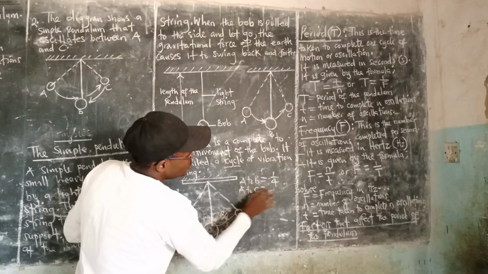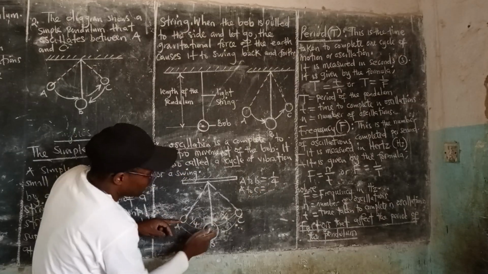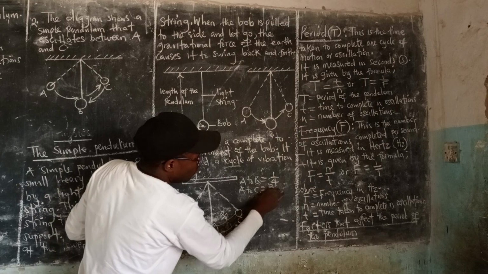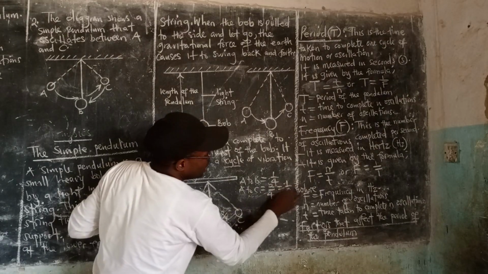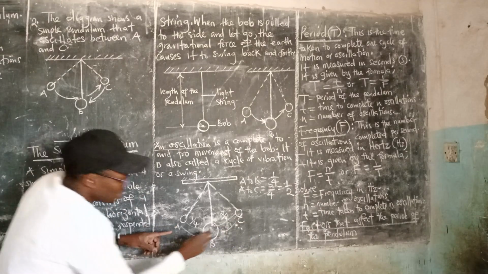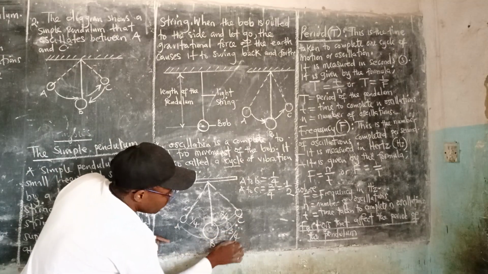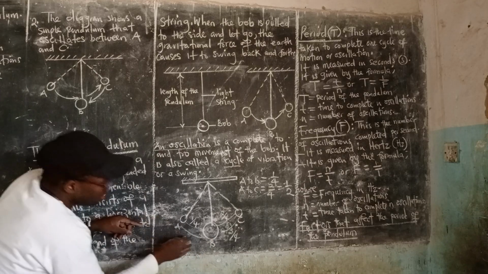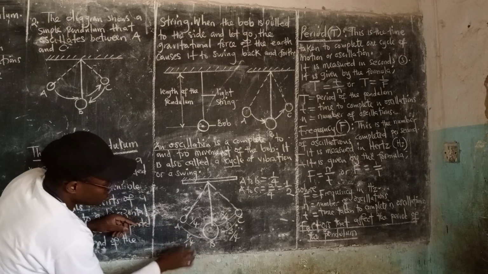A to C is 1 over 2, so it means 2 over 4, which gives us half. Now what about C to B? It's 3 out of 4. And B to A is 4 out of 4, which is 1. Means that one complete oscillation.